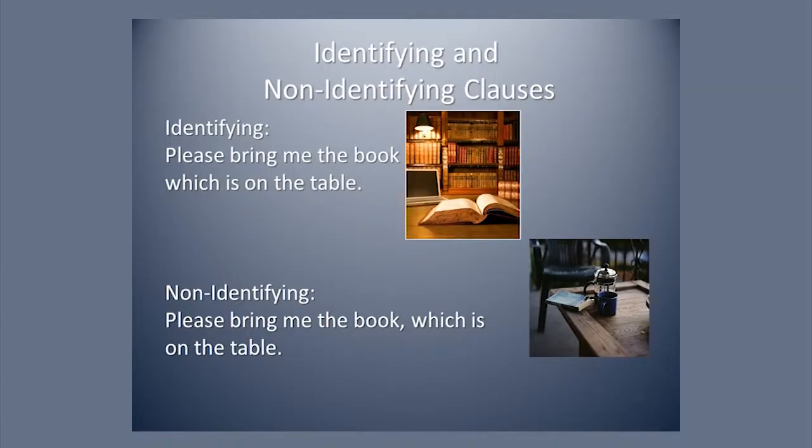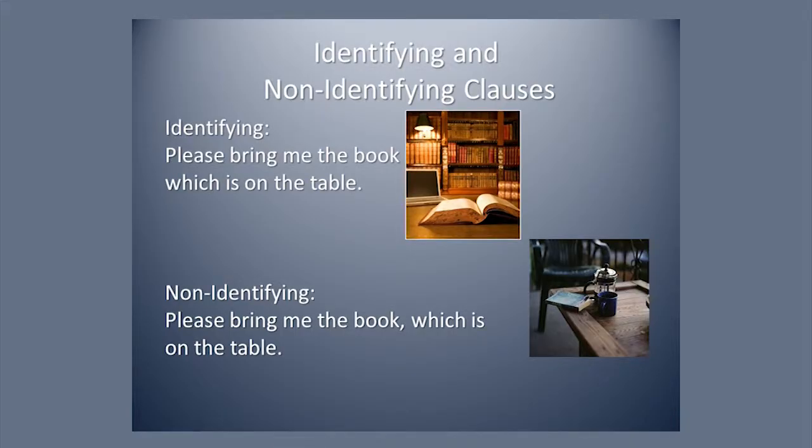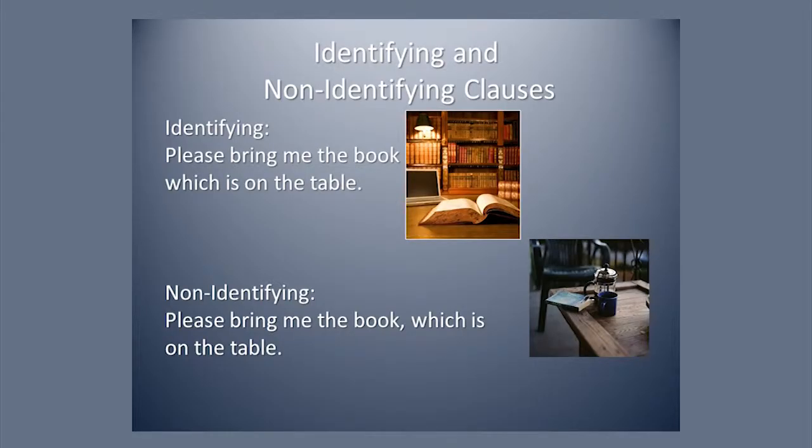Okay, let's talk a little bit more about comma placement. Adjective clauses can be identifying or non-identifying. Let's look at examples of each type of clause so you can see how commas can change the meanings of the sentences. The first sentence says, "Please bring me the book which is on the table." There are no commas. This is an identifying adjective clause. In other words, the adjective clause is necessary in order to identify the specific book to which the speaker is referring. Look at the picture. The speaker is in a library surrounded by books, but it is one specific book that he or she wants.